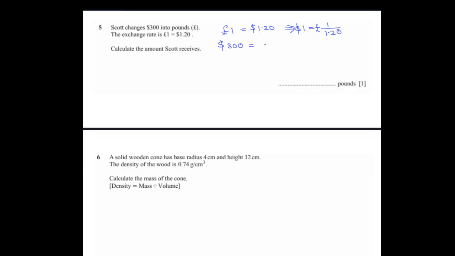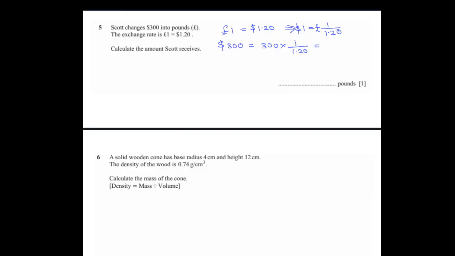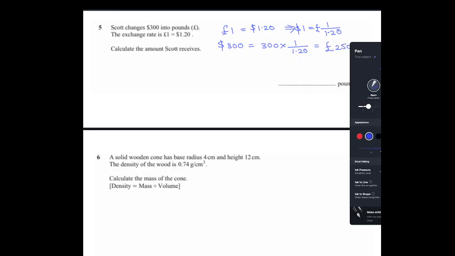Now $300 will be equal to 300 multiplied by 1 by 1.20. That is 250 pounds. So the answer is 250.